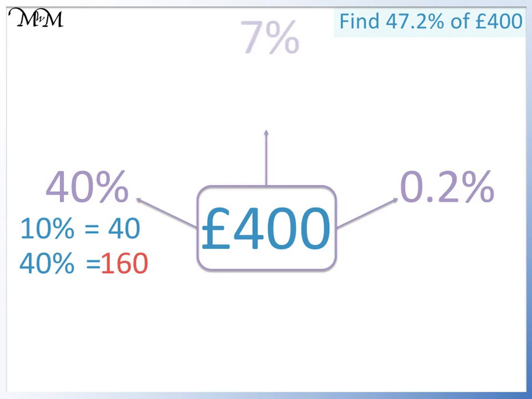Next we'll look at 7%. 1% of 400 is 4. So to find 7% we multiply by 7. 4 times 7 equals 28.